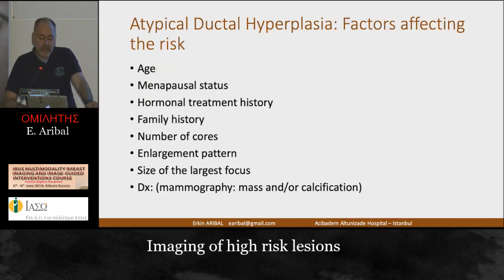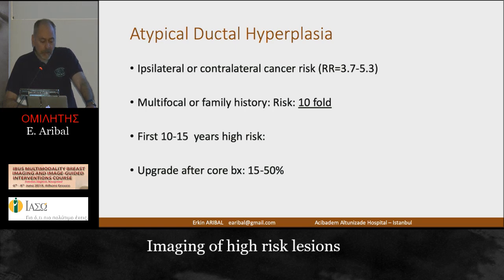What are the factors affecting this risk? The age of the patient, menopausal status, hormonal treatment history, family history, number of cores, enlargement pattern, size of the focus is very important, and diagnosis. If there is a diagnostic finding on mammography, it has more risk than if there is none. The contralateral cancer risk is 4-fold higher, and multifocality with family history, it is 10-fold higher. In the first 10-15 years, they have the highest risk.